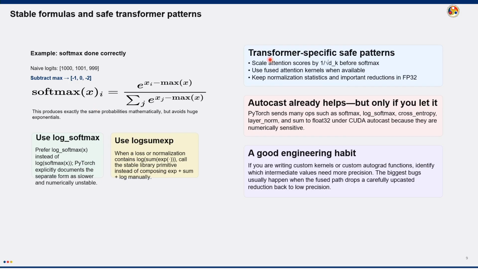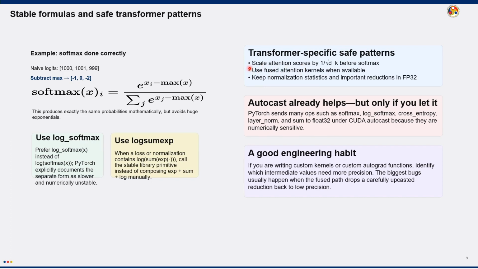Now the transformer-specific safe patterns, because here we do attention scaling after the computation. Those cases are like when we scale attention scores by 1 over the square root of d_k before softmax.